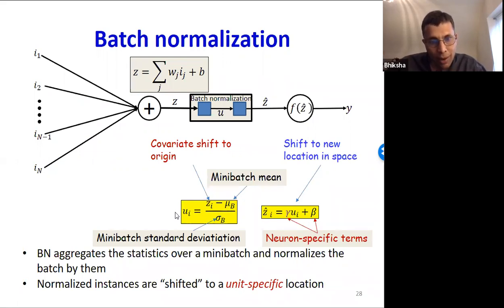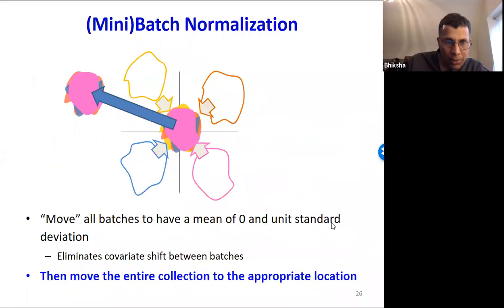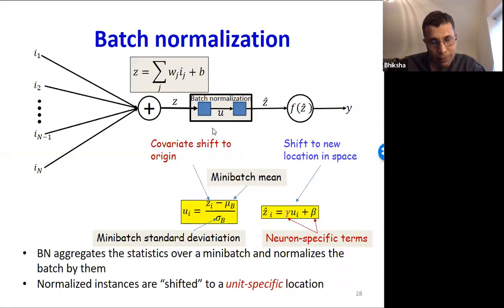Then every instance is scaled by some term gamma, so that you expand the distribution to the right size and then shift it to the correct location beta. And as you will see in a few seconds, this beta is pretty remarkable. If you think about it, the shift is irrelevant. It doesn't really matter. The only thing that matters is the scaling. That's because the neuron actually has a bias, and that shift beta is indistinguishable from the bias. So the only real Batchnorm parameter that you're left with is the gamma term.